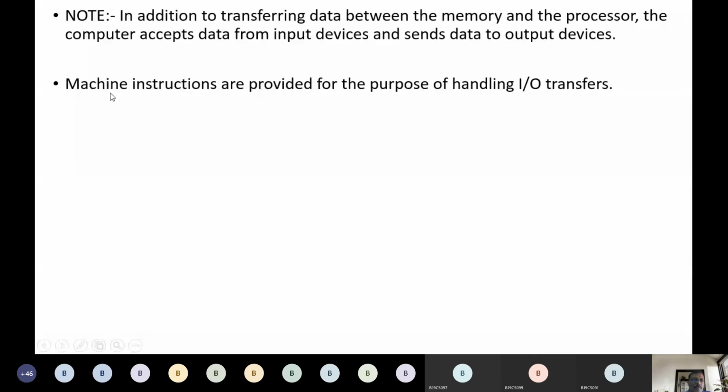Machine instructions are provided for the purpose of handling I/O transfer. I/O means input and output transfers: from input devices to the memory, from memory to the output devices. So the I/O transfers are done using some machine instructions.